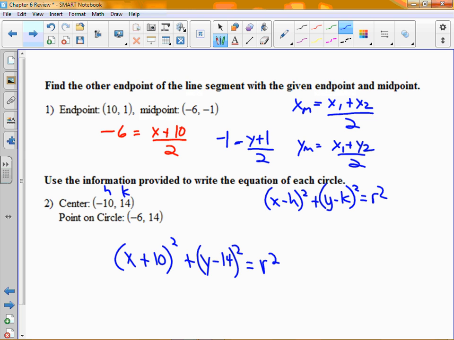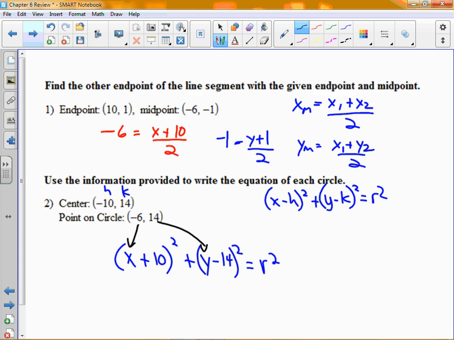So the first thing that you have to do is set and write your equation based on the center, and then take -6 and plug it in. Take 14 and plug it in. And you see what the value is that you get. And that value is r squared.